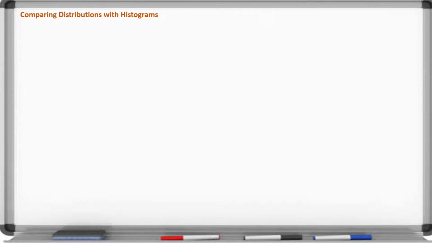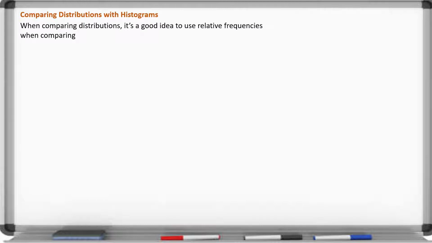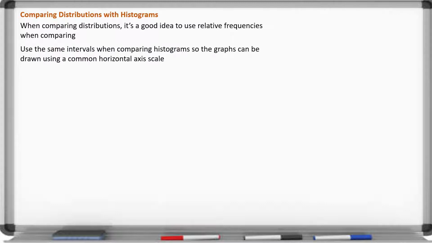All right, so this time we want to compare distributions with histograms. So we're going to look at developed histograms. So when comparing the distributions, remember it's a good idea to use relative frequencies when comparing, and this is because you're able to compare percents directly rather than individual counts. So use the same intervals when comparing histograms. So the graphs can be drawn using a common horizontal axis.